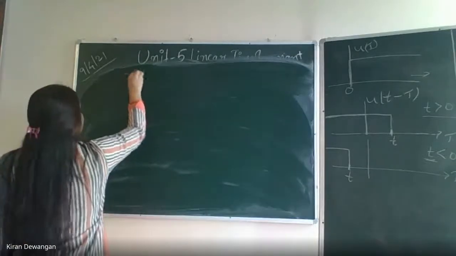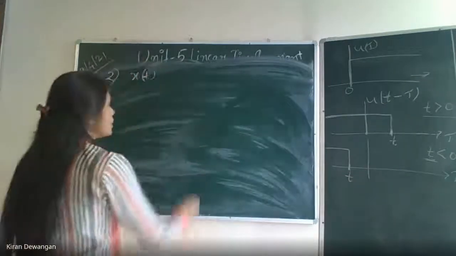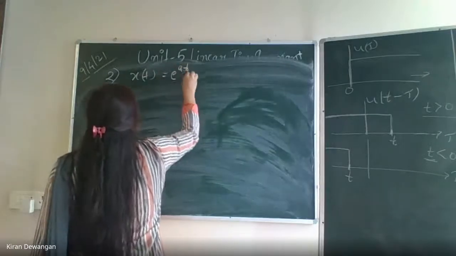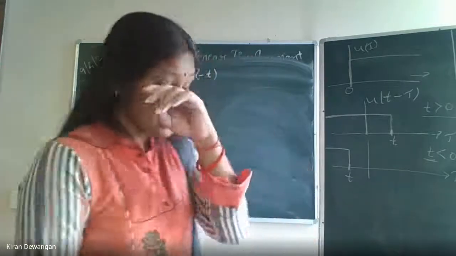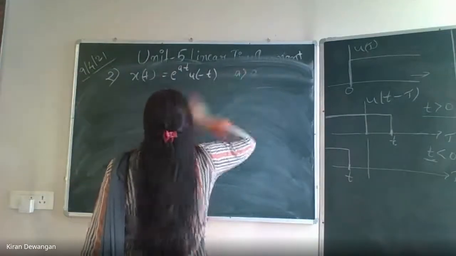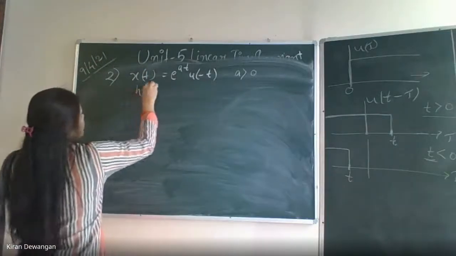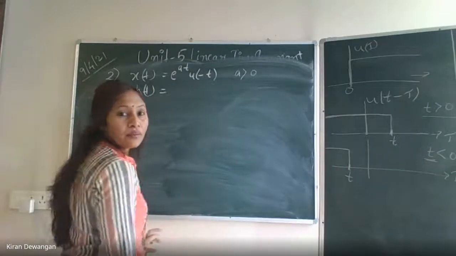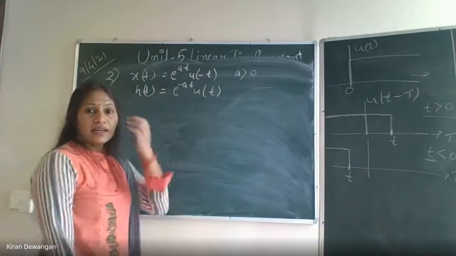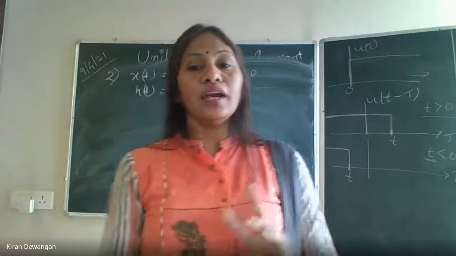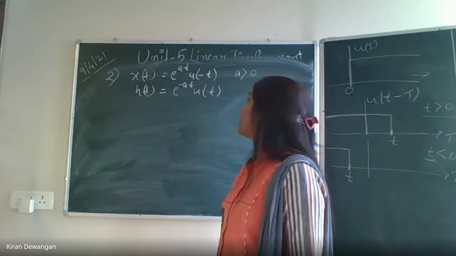Let us take x(t). Second question, x(t) is e to the power at u of minus t, for a greater than 0. ठीक है, remember, and h(t) is e to the power minus at u of t. So here in both the cases we have taken u(t). x(t) में भी u है और h(t) में भी u of t है.